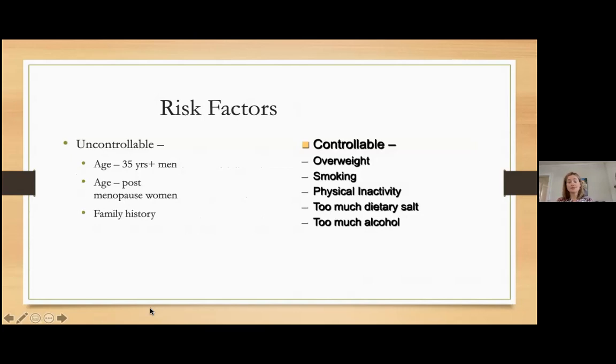What are some risk factors for cardiovascular disease and heart disease? There's things that we can't control, and there's things that are controllable. The uncontrollable things would be age. So in men, greater than 35 years. For women, post menopause, we're actually protected before menopause and have much lower rates of cardiovascular disease. But after menopause, actually more women have heart disease than men.